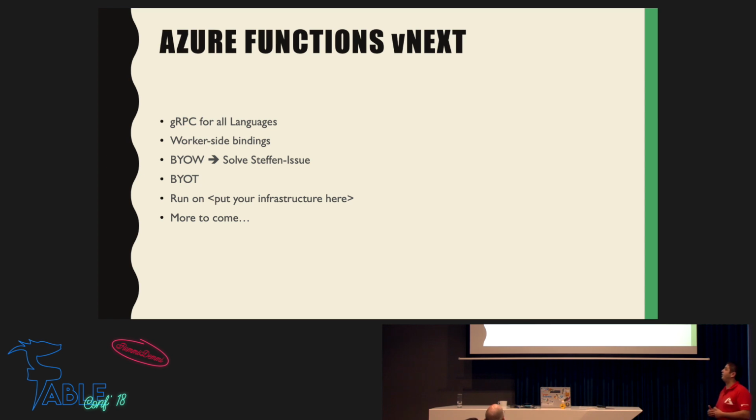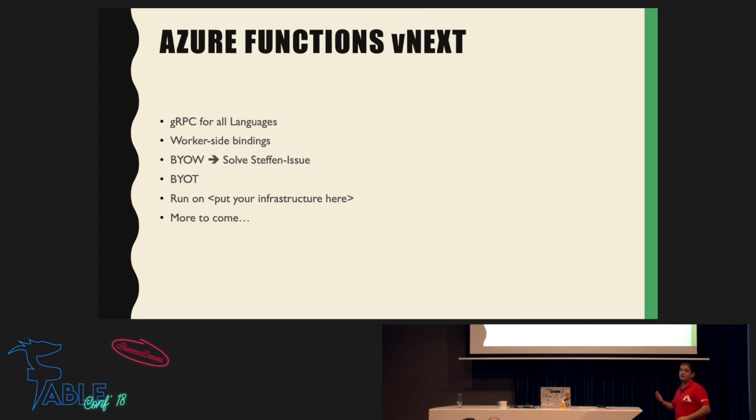Another way to solve this is worker-side bindings. Instead of streaming all the data down to the worker, we just send through the protobuf which binding to use and its configuration, so that the worker can itself grab the data from the bindings and write the data to them. There are cons to this: you have to have the bindings for all the workers. If you have a blob storage binding on the C# side, you need the same for Node.js, because the Node.js worker has to go to the blob storage and get the data.